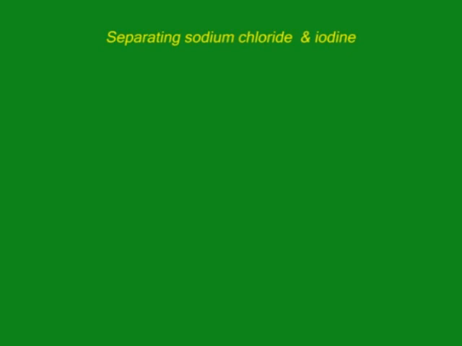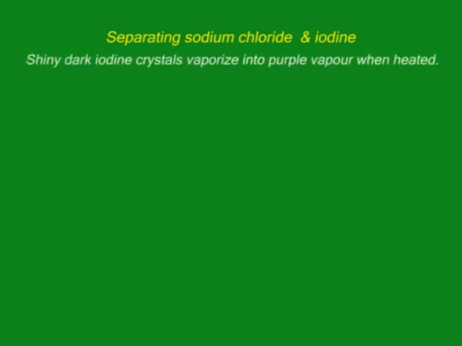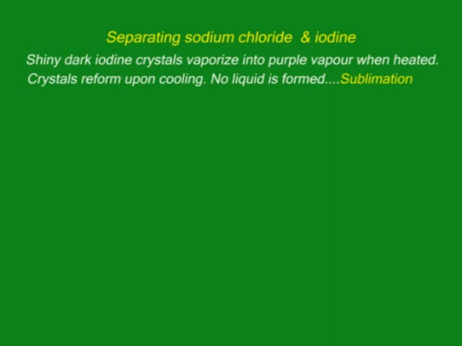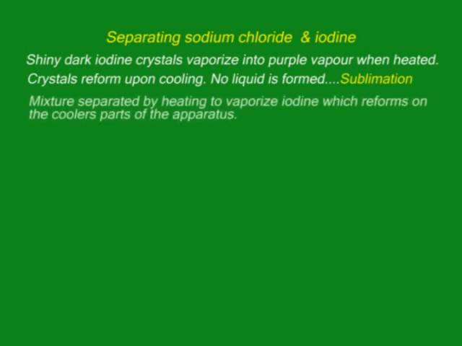Next is the separation of sodium chloride and iodine. When solid iodine is heated, the shiny black crystals vaporize into a purple gas. On cooling, the purple vapor reforms into the shiny black crystals. Iodine does not form liquid and this phenomenon is called sublimation. A mixture of sodium chloride and iodine crystals can then be separated by heating. The iodine will vaporize and condense on the cooler parts, leaving behind the salt.